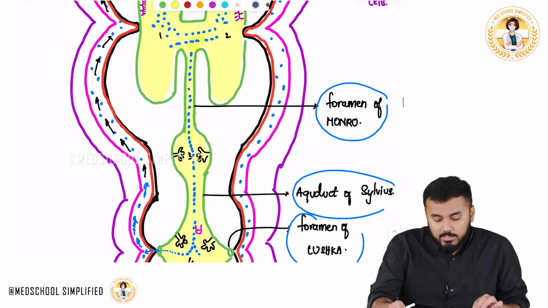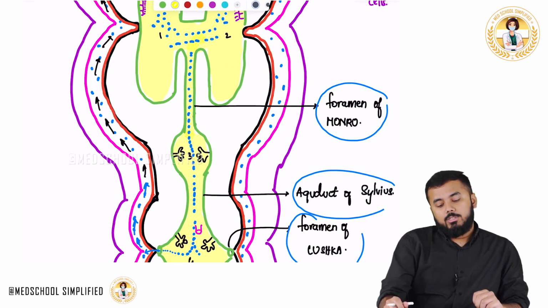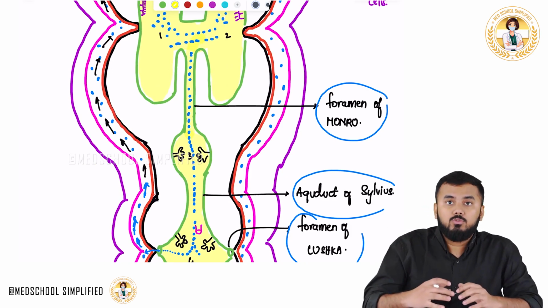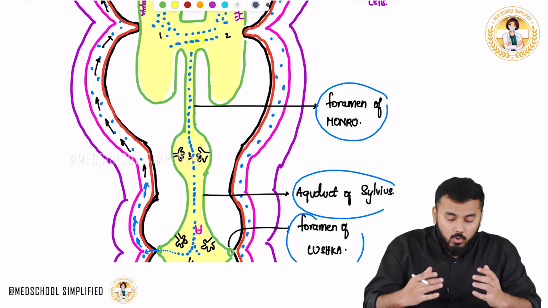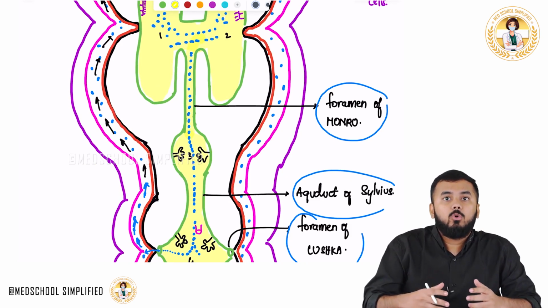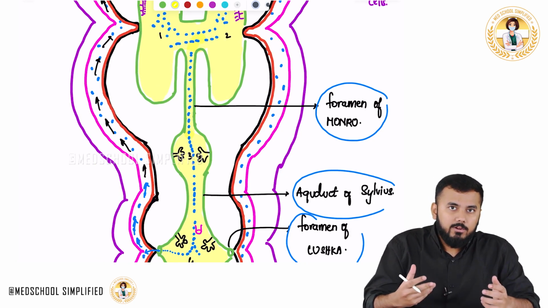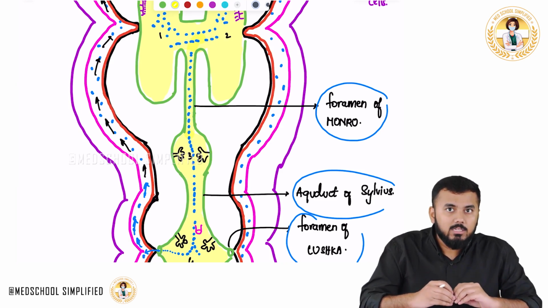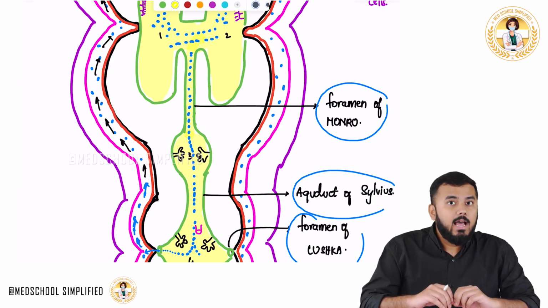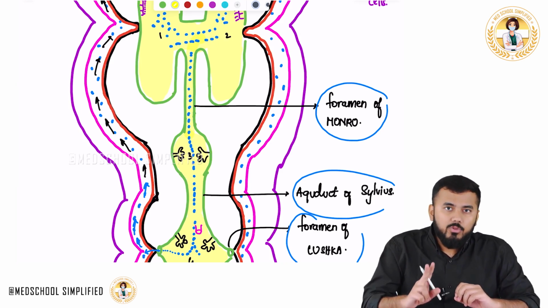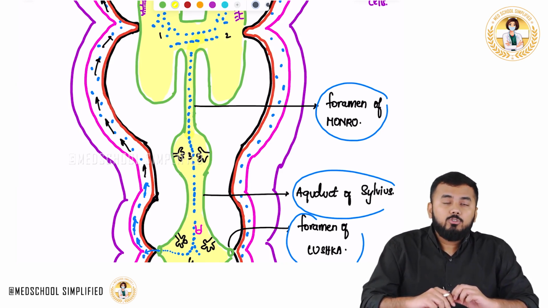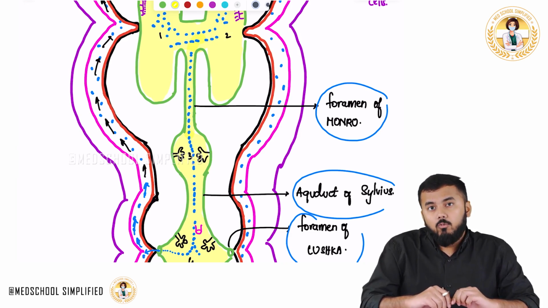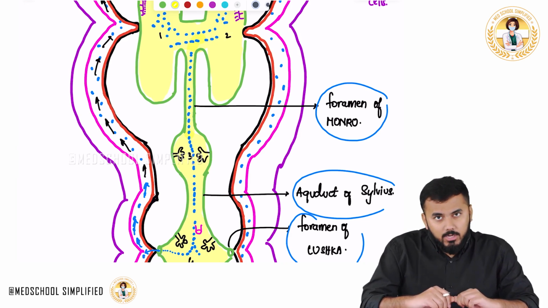Now, there can be some conditions. What are these conditions? For example, if the CSF is more, you call this condition a hydrocephalus. What is hydrocephalus? If there is an excess amount of CSF present within the ventricles, you call this condition hydrocephalus. There are two different types of hydrocephalus. One is called communicating hydrocephalus, another is called non-communicating hydrocephalus. Now, what do you mean by communicating and non-communicating hydrocephalus?